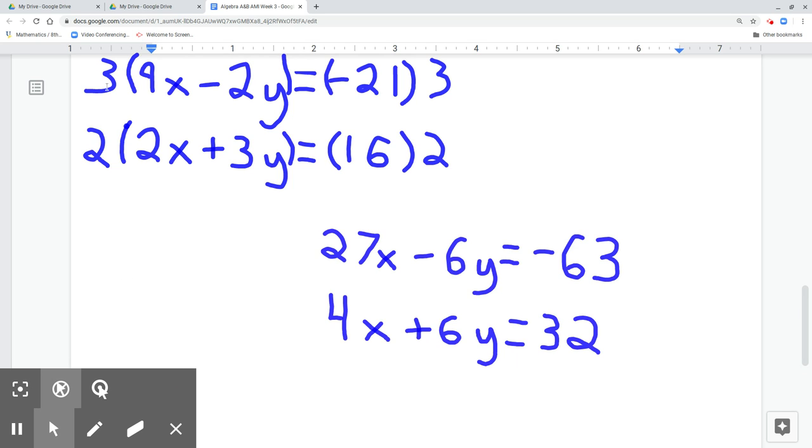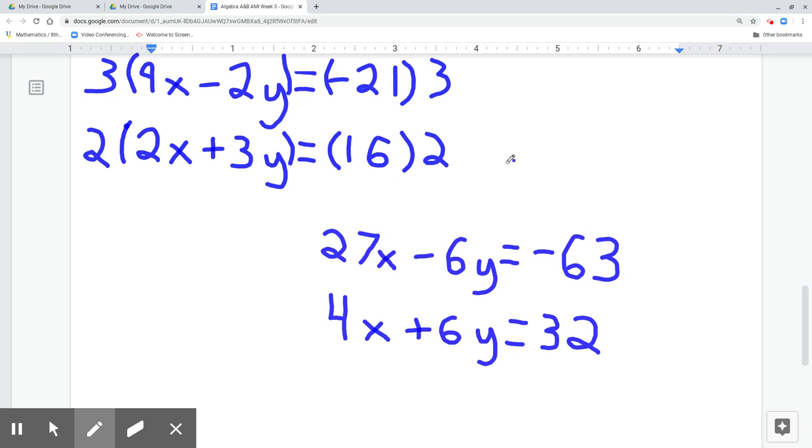After that, I multiplied 3 by negative 2y, and that gave me negative 6y. And then we have to multiply on the right side of the equation as well, because remember, you have to use the properties of equality. What you do to one side, you have to do to the other. So then we also have negative 21 times 3, which gives us negative 63.